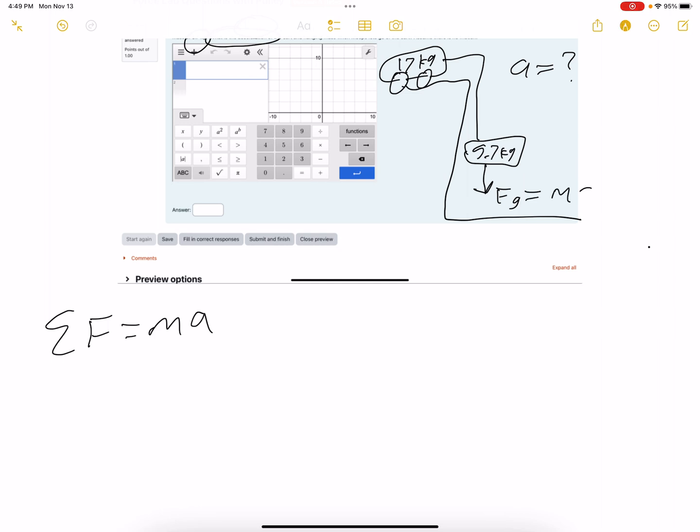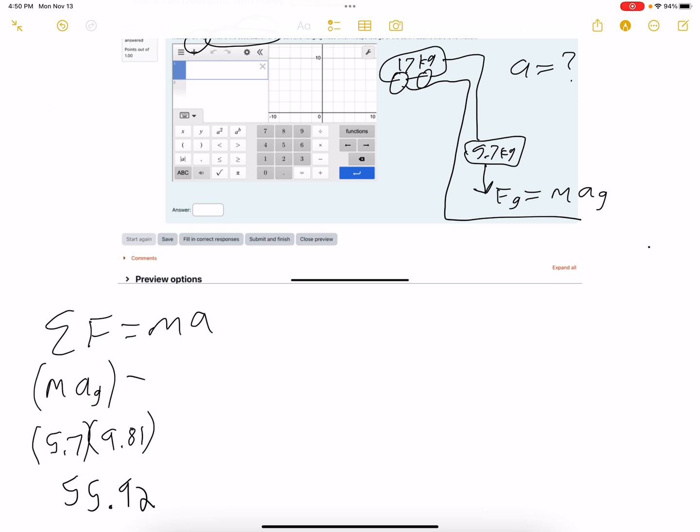And force of gravity is mass times the acceleration of gravity. So this F is going to be equal to the mass times the acceleration of gravity. Okay, so I can plug those numbers in. The mass, I'm only going to use the hanging mass because that is the only mass that's pulling it. And I'm going to use 9.81 for my acceleration of gravity. And if I put that in my calculator, I get a value of 55.92. So that's the left side of my equation.